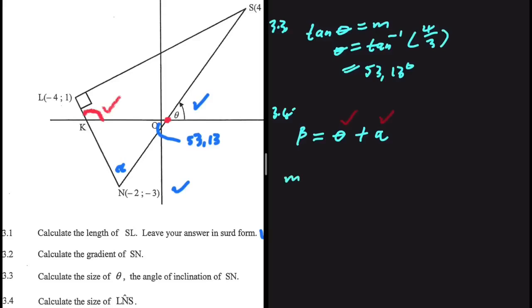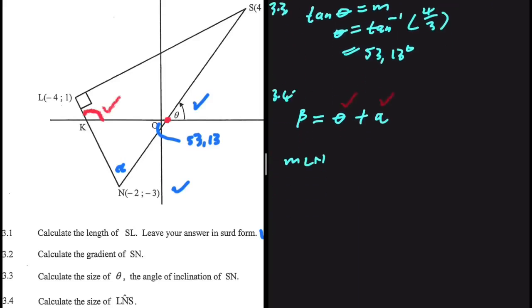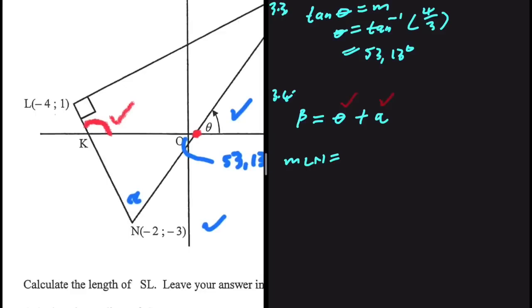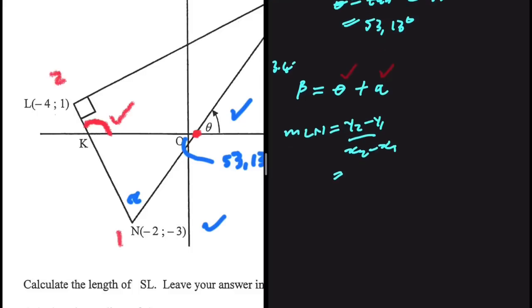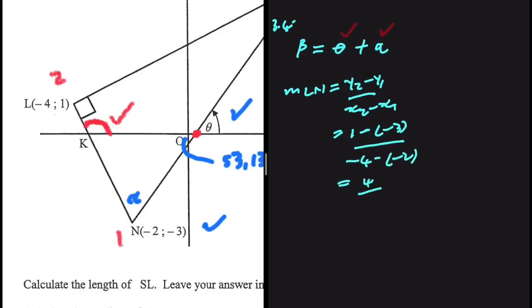We have to find the gradient of LN first if we want to find the inclination of LN. In finding the gradient of LN, we're going to have y2 minus y1 divided by x2 minus x1. Let's take L as our second point and N as our first point. So y of L is 1 minus y of N, which is minus 3, divided by x of L, which is minus 4, minus x of N, which is minus 2. So 1 minus minus 3 is 4, and minus 4 minus 2 is minus 6. So the gradient of LN is minus 2.